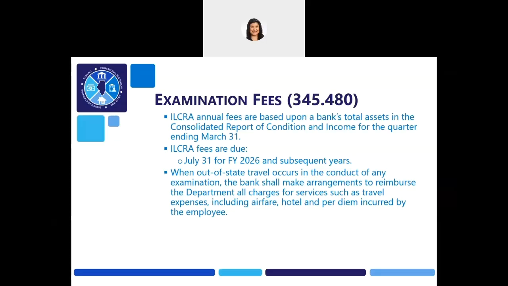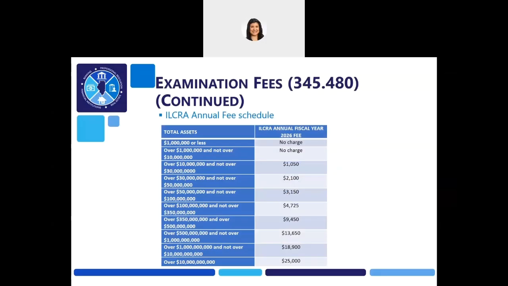The annual fee schedule is included in this table, and I will show that in the next slide, and it's also available in the CRA rule. If your institution has total assets of less than 10 million, there is no charge, and then it's increasing based on the asset size, as we will require more time and more examiners the larger your institution is.